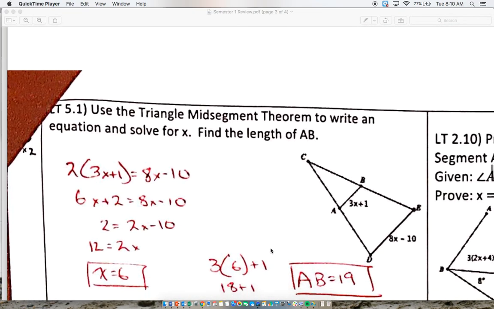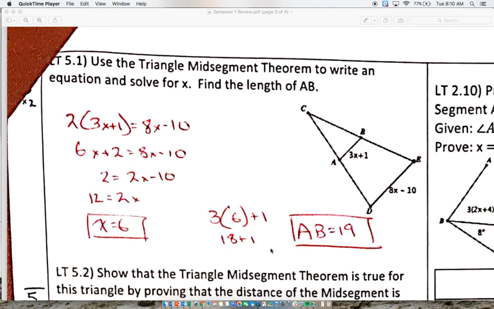All right. On to the last section for non-proof things, the triangle mid-segment theorem. Remember the key here was the mid-segment was half of the base, so you needed to double it in order to make them equal to each other. So that's why I multiply by 2, and then I just go ahead, use the distributive property, put all the x's together, add the 10 to both sides, divide by 2, and I get x equals 6. It does say find the length of AB, so I plug 6 in here, and that's where I get the 19 from.